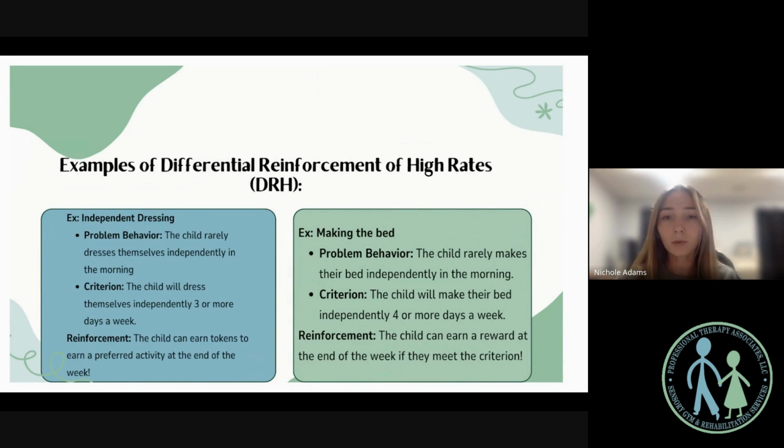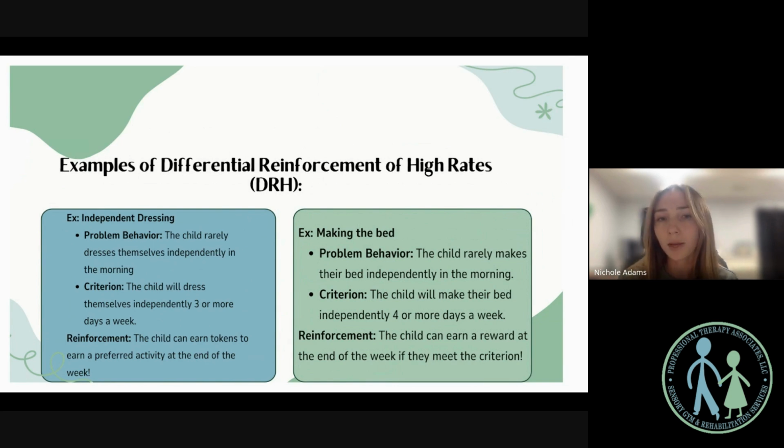So other examples, more life skills based, would be independent dressing. If the child rarely dresses themselves independently in the morning, we can reinforce the child when they dress themselves 3 or more times per week. This can be done by the child earning tokens to earn a preferred item at the end of the week.